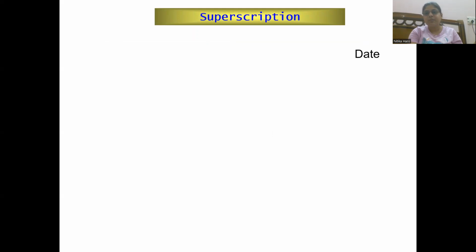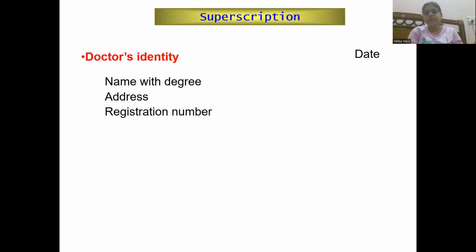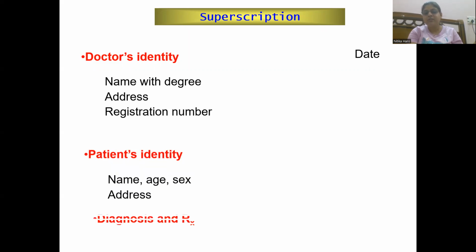Superscription includes the date, the doctor's identity, like the name with degree, address and registration number, and the patient's identity: name, age, sex, address, diagnosis and treatment. All these parameters come in the superscription part.